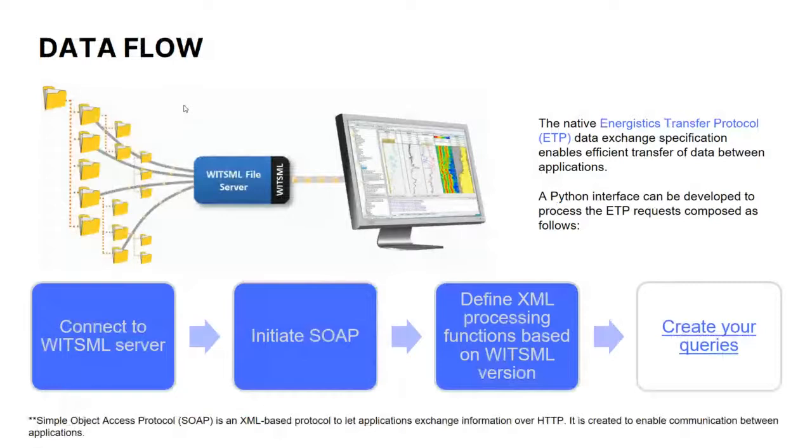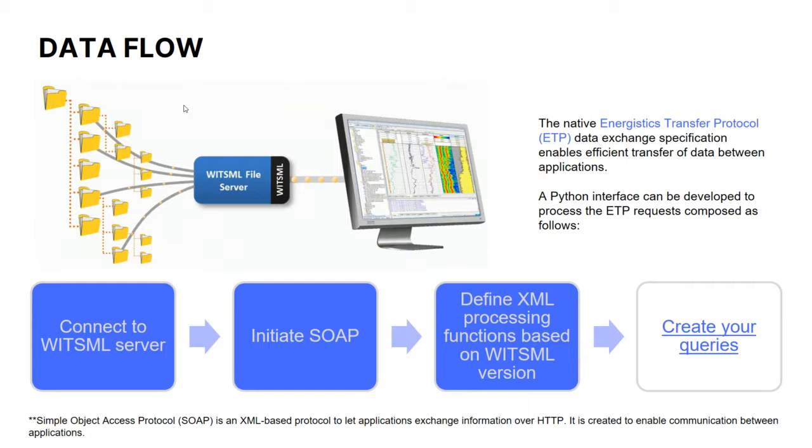So again, how do we get this data? How do we move from the different sources to the WITSML store and finally to our lab? What we base on is the Energistics Transfer Protocol. They provide all the details on how to process this data. And you can write your own Python interface based on ETP. And this will actually give you a query. You can build your own query to get the data. So again, the first thing when you build your own query is you need to connect to the WITSML server. You need to initiate what we call SOAP, which is the Simple Object Access Protocol. It's basically what allows you to exchange XML data through HTTP.